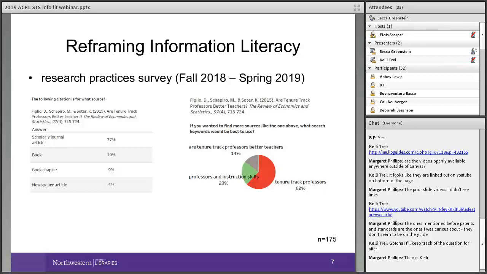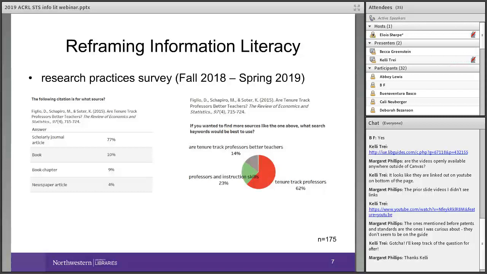So professors and instruction skills was what we thought was the correct answer. The other options are really just copying and pasting things into Google. So tenure track professors was lifted from the article, and then 14% of them picked that entire article titled name. So as you can see, they're not thinking of synonyms and abstracting. They are not strategically searching, as you might say.